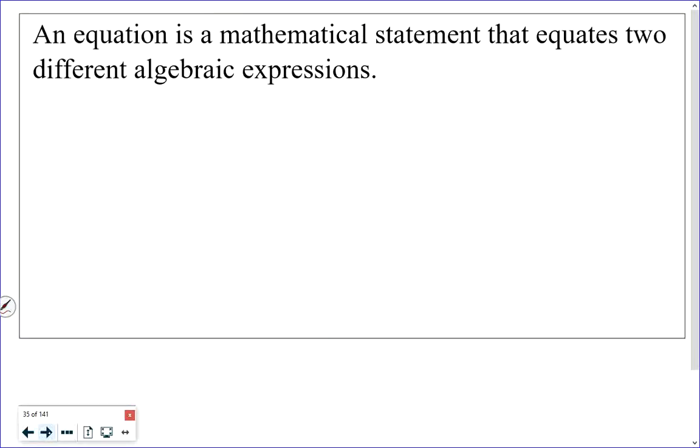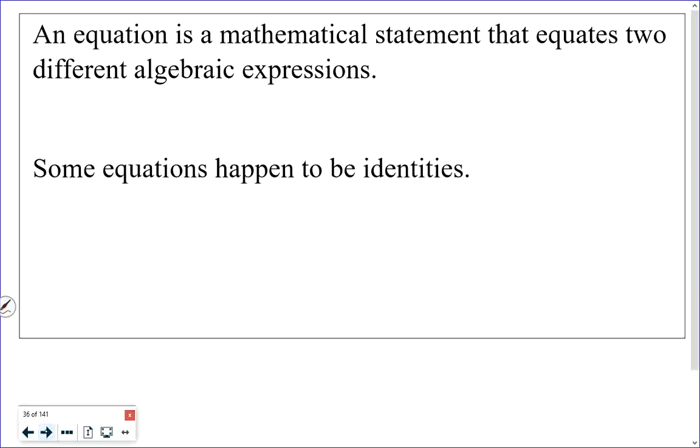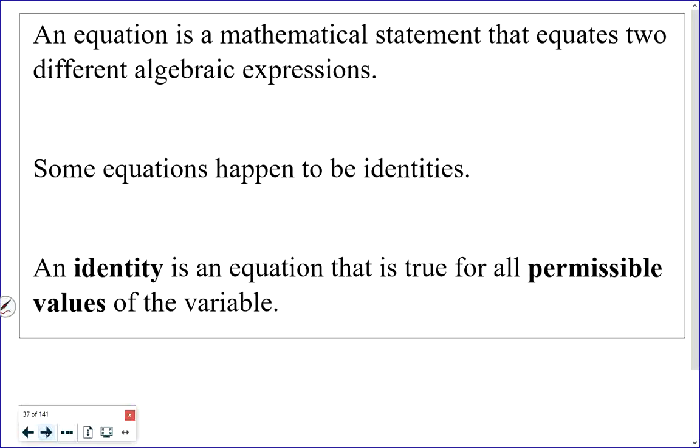So now, what's the deal with all this? An equation is a mathematical statement that equates two different looking algebraic expressions. An identity is a subgroup of an equation. All identities are equations, but not all equations are identities. In our warm-up, we had two equations. One of them is an identity. An identity is an equation that's always true except for non-permissible values. And I need to discuss that with you.